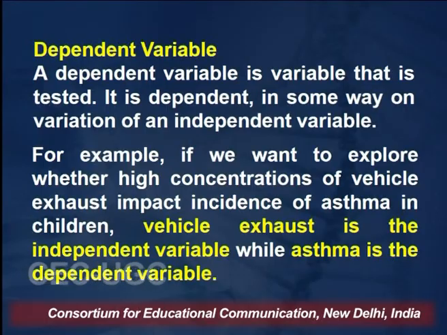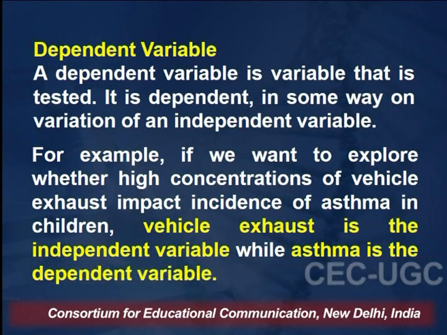So, for the dependent variable, I will take up an example and it will be clearer to you. A dependent variable is a variable that is tested. It is dependent in some way on the variation of an independent variable. For example, if we want to explore whether high concentrations of vehicle exhaust impact the incidence of asthma in children, then vehicle exhaust is the independent variable. In our study, you may say that vehicle exhaust will be dependent upon the type of the car, how old a car is, what kind of a vehicle it is, how much it is running.